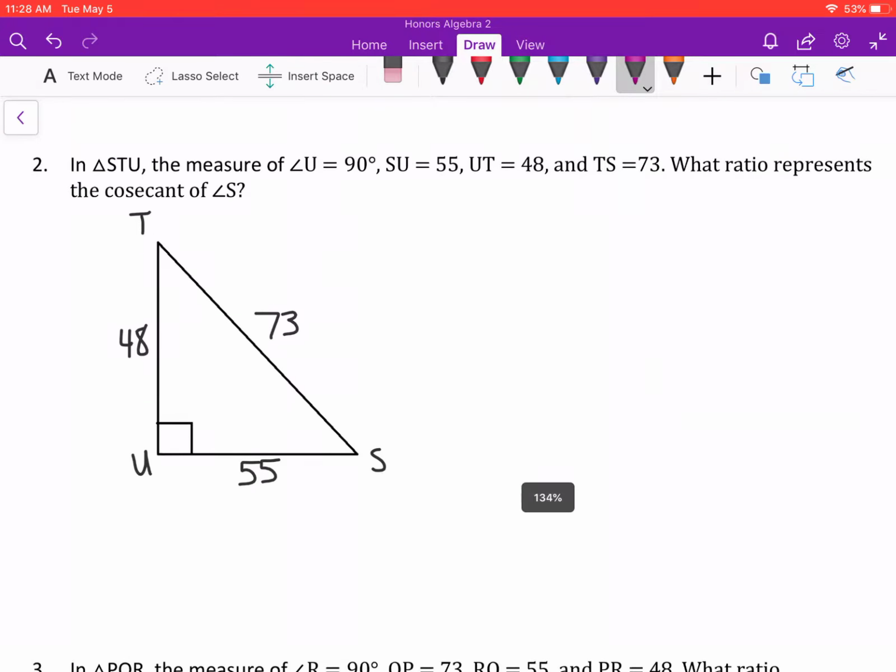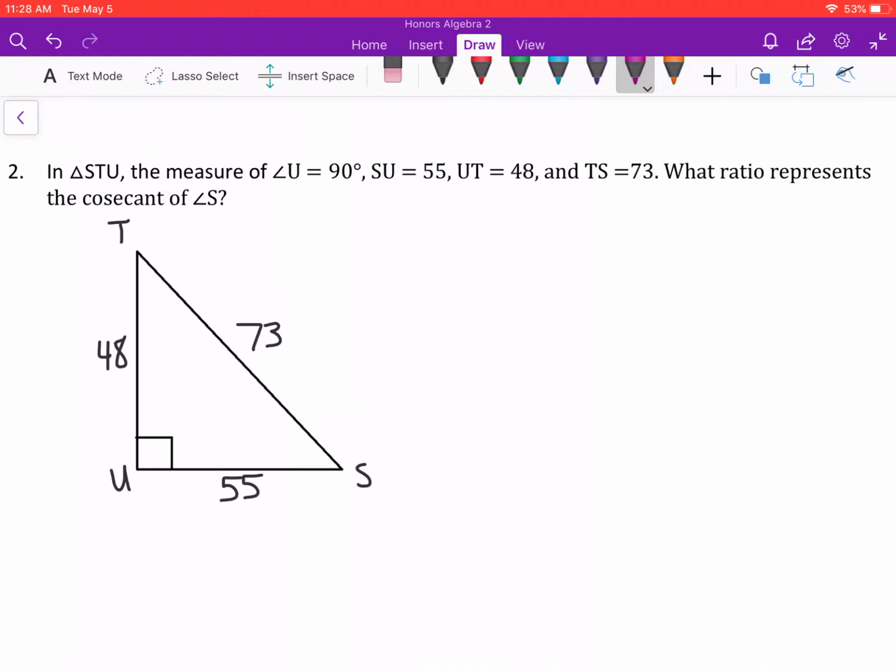Next problem, we have triangle STU here. We have that angle U is the right angle, and side SU is 55, UT is 48, and TS is 73. So TS is our hypotenuse, because it's the one that's right across from the right angle. We are looking at angle S for this problem, so we're back down here. The side that's opposite from angle S is 48, so that's our opposite, because it's directly across from that angle. And then our adjacent is that 55.